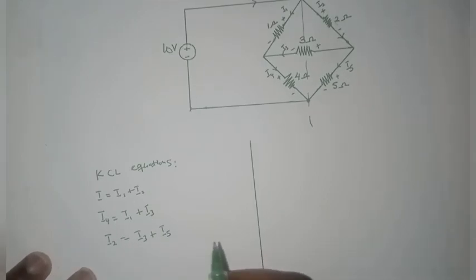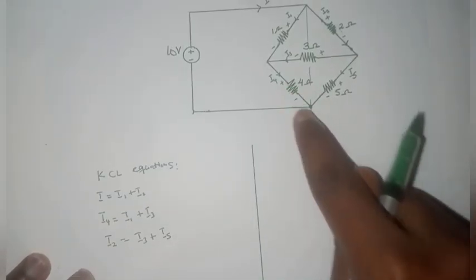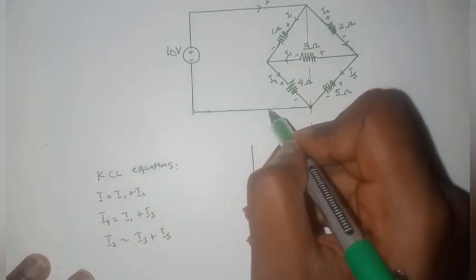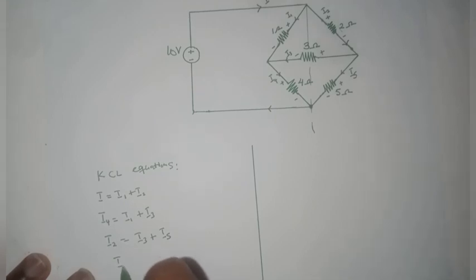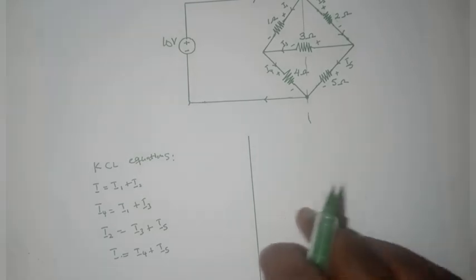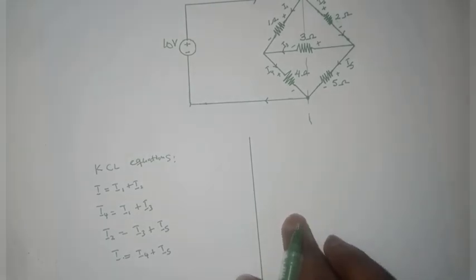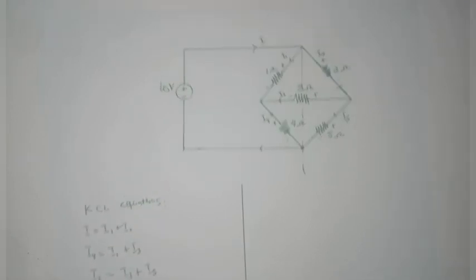Then we'll come to the last essential node here. I is leaving. So we say I equals I4 plus I5. And there we have all the KCL equations in the circuit. And the next thing we want to do is to proceed to identifying our loops.